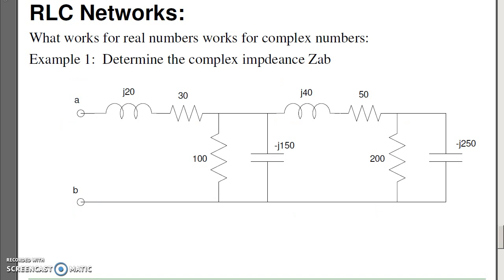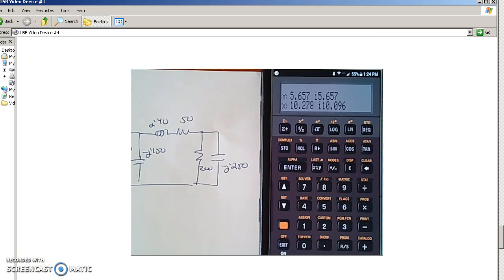For RLC networks, with that, I can analyze the circuit like this and tell you what's the impedance between A and B. To do that, I need to start using complex numbers. Here I've got 2 in parallel, 2 in series, 2 in parallel, in series. I need to do both parallel and series operations. So let's illustrate how you do that with an HP calculator.